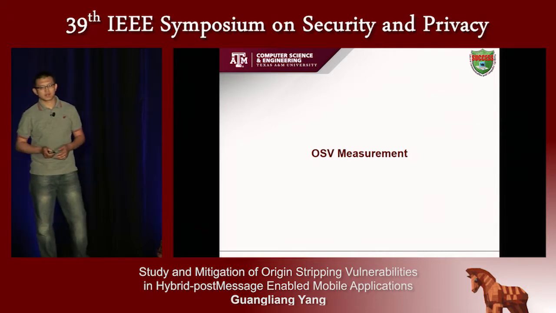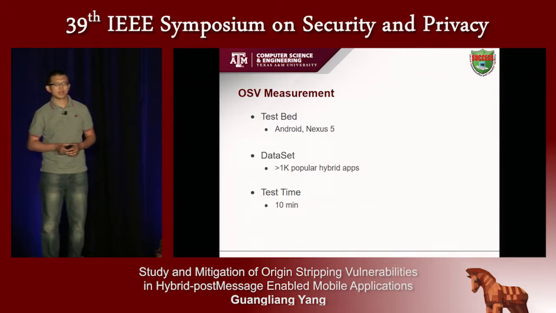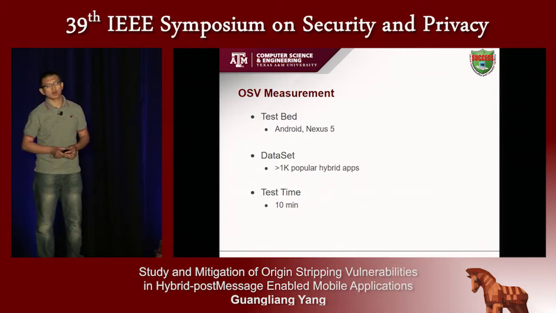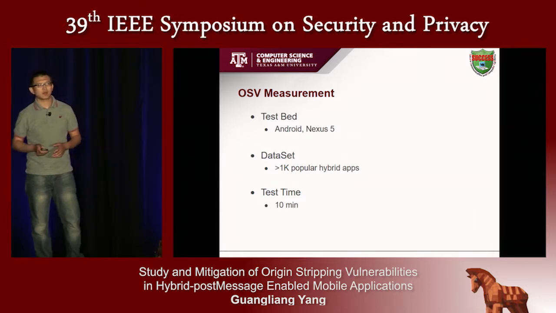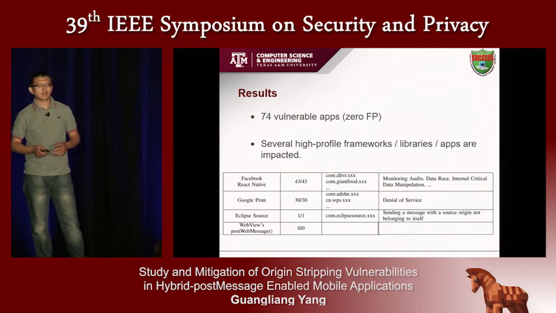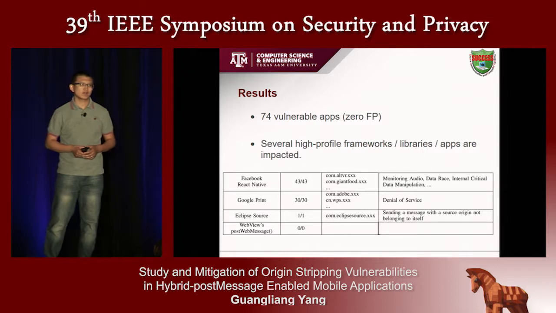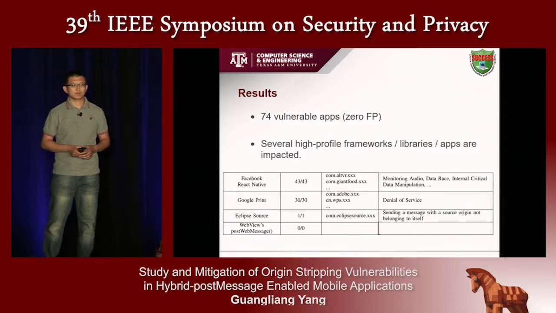OSV measurements. To measure OSV in real-world apps, we implement OSV Hunter on Android and deploy it on a real device. We apply OSV Hunter to more than 1,000 popular hybrid apps, and for each app, the analysis time is almost 10 minutes. Finally, OSV Hunter successfully found 17 vulnerable apps, and there is no false positive.